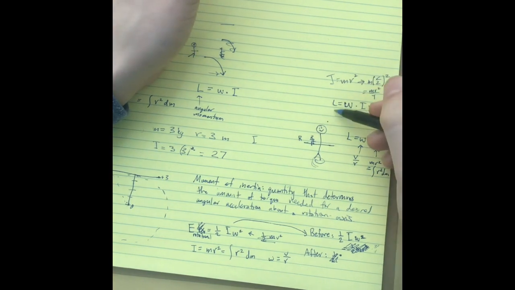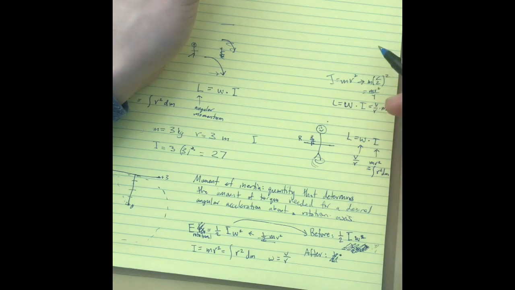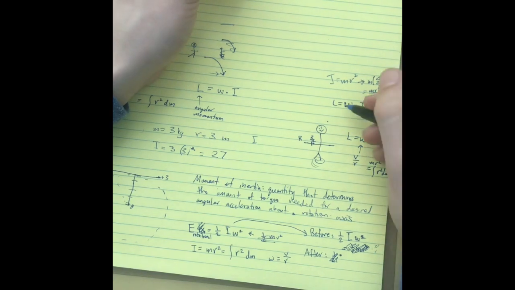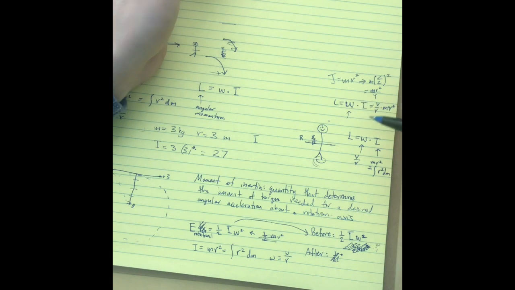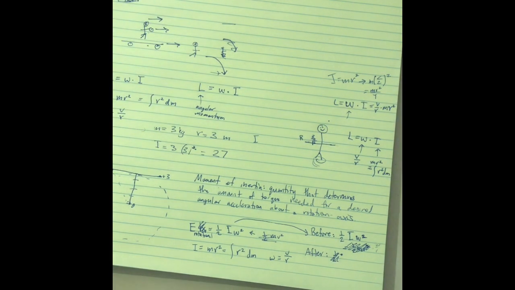But the angular momentum needs to stay the same, so that means that the angular velocity is going to be multiplied by 4. So pretty much when the radius gets smaller, the moment of inertia gets smaller too, which makes the angular velocity bigger.